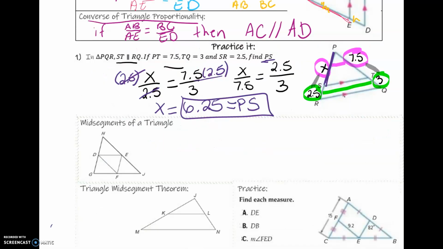All right, so the next little definition we need to know is the mid segments of a triangle. So a mid segment of a triangle is a line that connects at the midpoints of the triangle. So if D is a midpoint, that means we know HD is the same as DG. And if E is a midpoint, we know that HE is the same as EJ. So whenever we have a mid-segment, okay, the mid-segment will connect the midpoints.